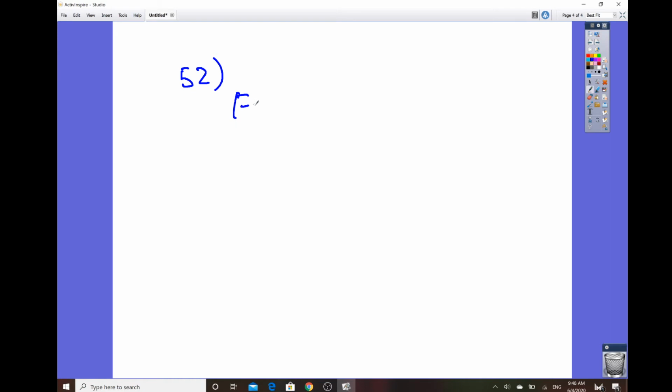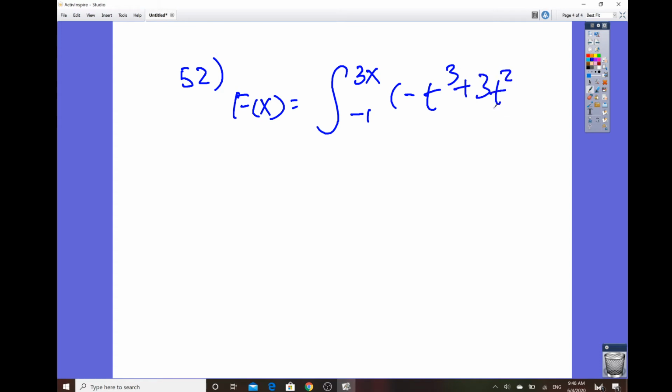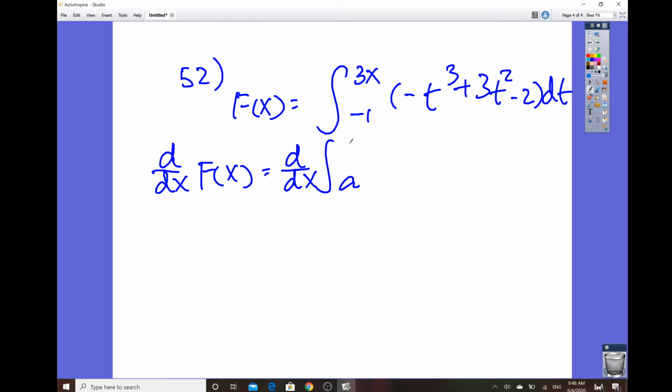So it's given with capital F of x. It's an integral from -1 to 3x. So the integrand is negative t to the power of 3 plus 3t squared minus 2, times dt. So according to part 1 of FTC, d dx of capital F of x is the same as d over dx, the derivative of the integral from a to x of f of t dt.